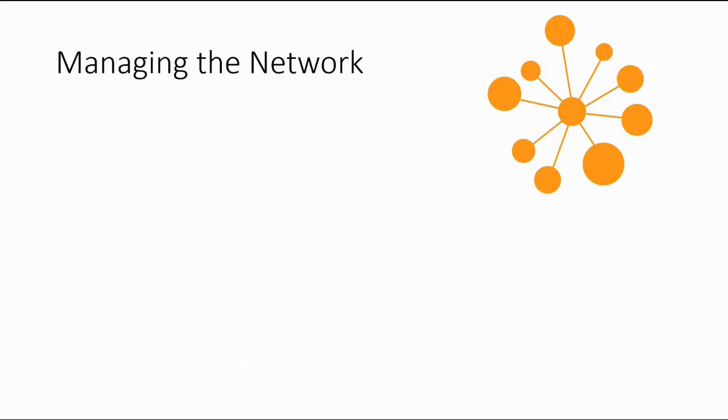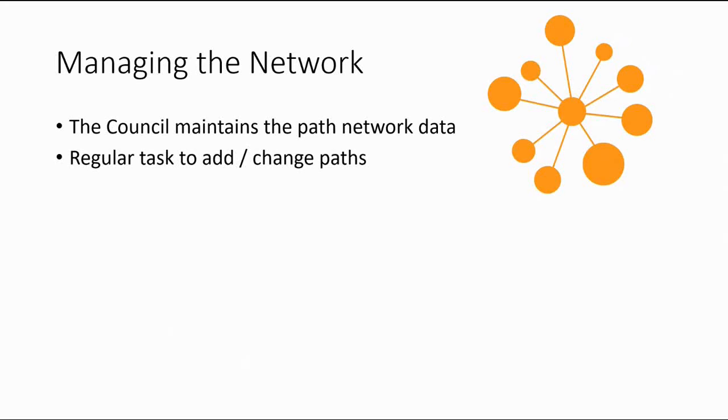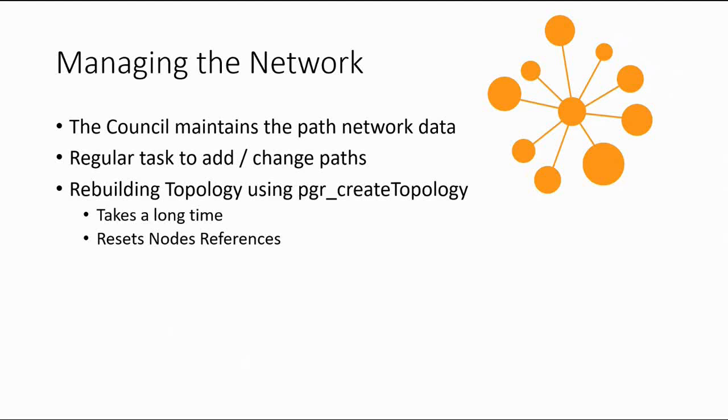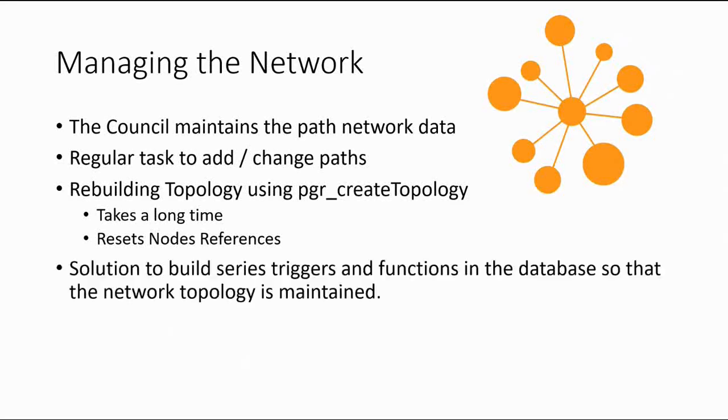So the other aspect of this work was managing the network. The council maintains the path network, and it's a regular task to add and change paths. One issue with this fairly dynamic beast, this network, is that if we were to rebuild the topology using the pgr_createTopology function within PgRouting, this can take quite a long time to run. And every time you run it, all those nodes that are created have their ID numbers reset. And bearing in mind that we've got other features like the school entrances, etc., referencing those nodes, this creates a bit of a problem. So our solution to this was to build a series of triggers and functions in the database, so that the network topology is maintained as the user edits the network.